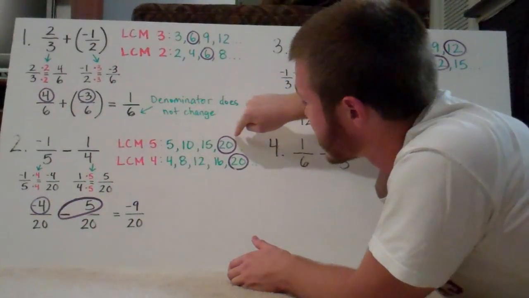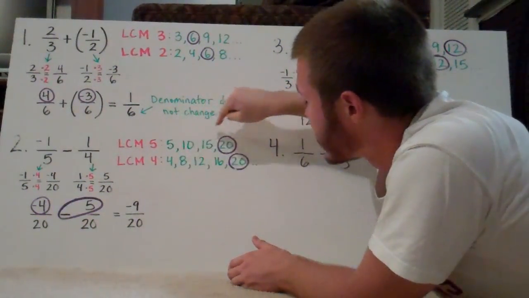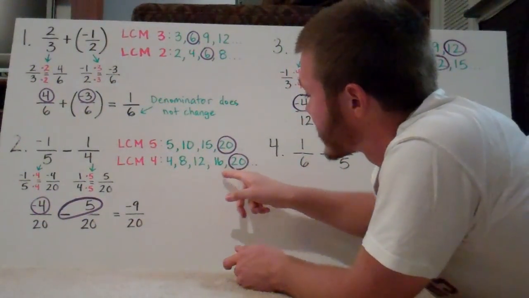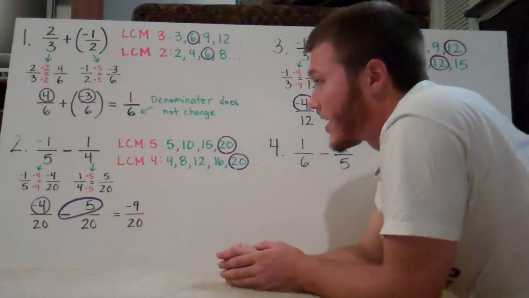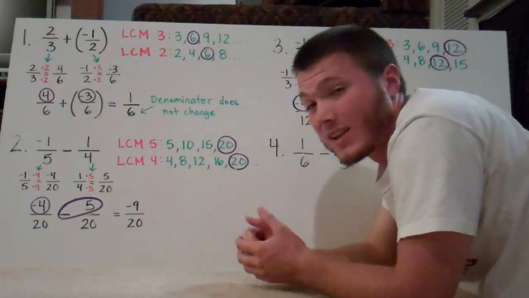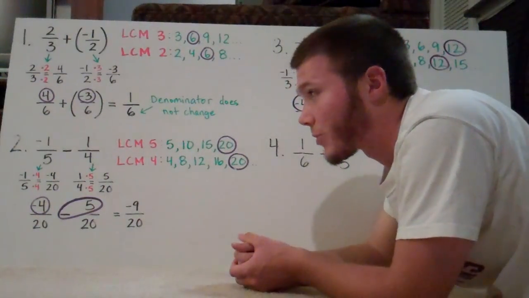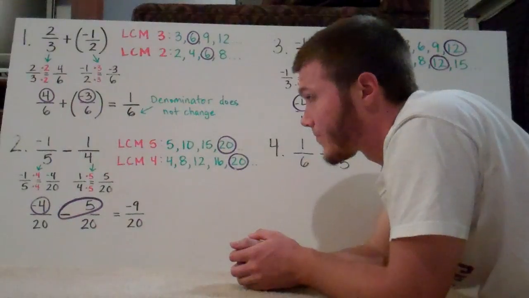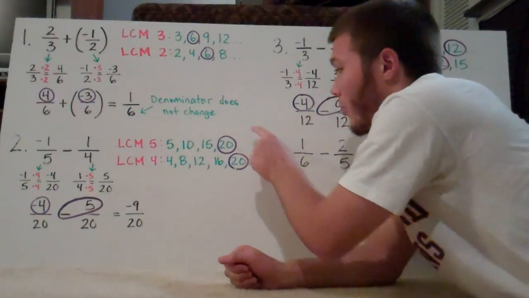The multiples of 5 are 5, 10, 15, 20, and the multiples of 4 are 4, 8, 12, 16, and 20. I'm sorry, these are the multiples of 5, and these are the multiples of 4. The least common multiple is the multiple that they share. They both share that 20. That's the first number that they both have in common.